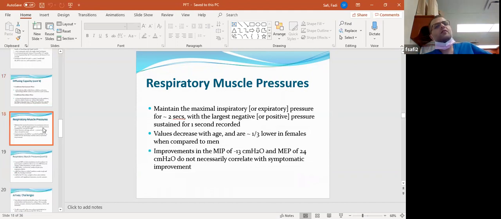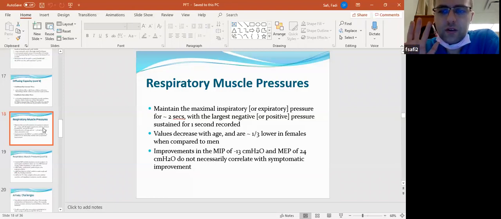Now, the respiratory muscle pressures. This is important clinically. Why? Because if you have a patient, for example, admitted with myasthenia gravis or multiple sclerosis, at what point will you assess that the patient needs mechanical ventilatory support? You measure the respiratory muscle pressures and you measure the vital capacity. What's the normal vital capacity in a human being? 5 liters. Once the vital capacity drops below 1.5 liters, then that patient has impending respiratory failure. And that's how we measure the vital capacity.